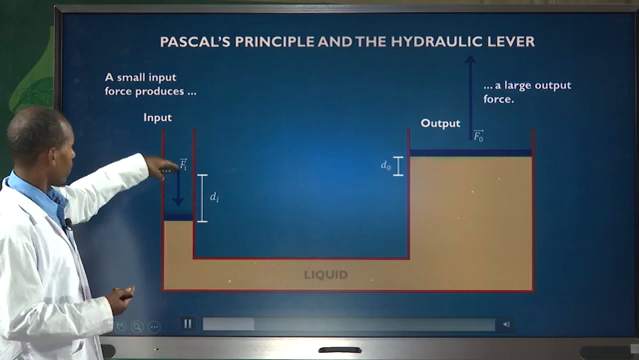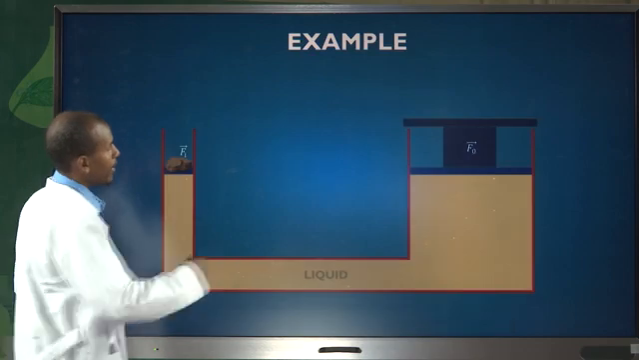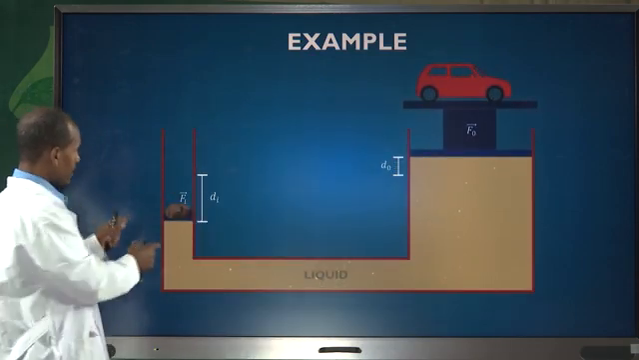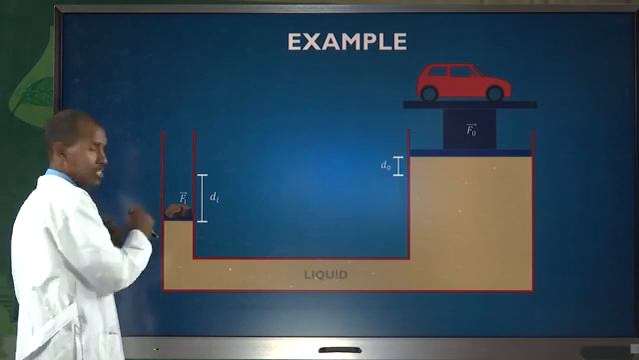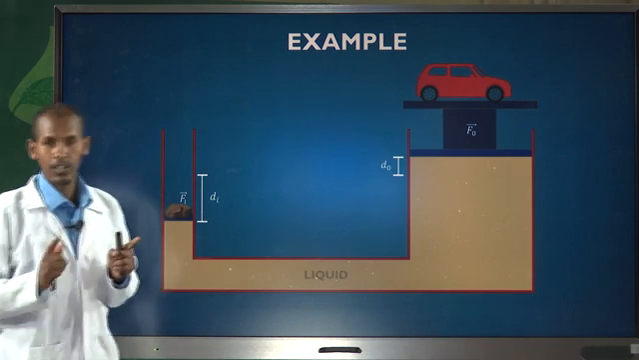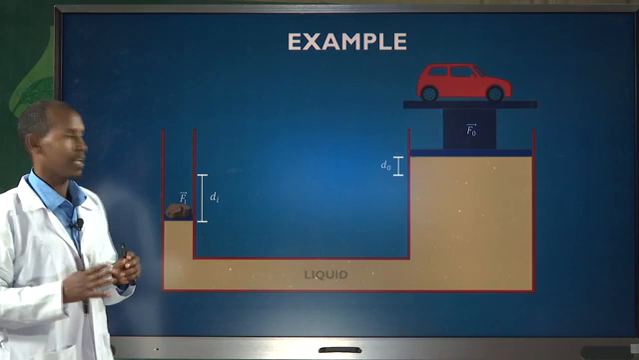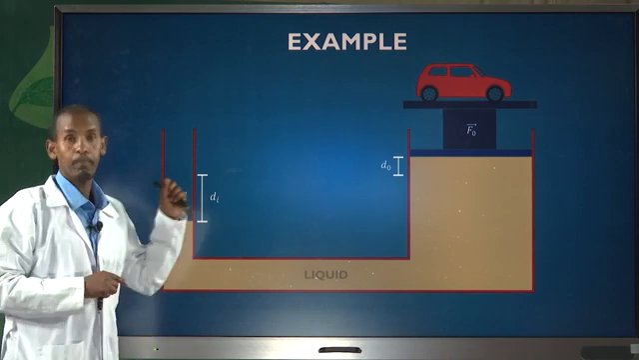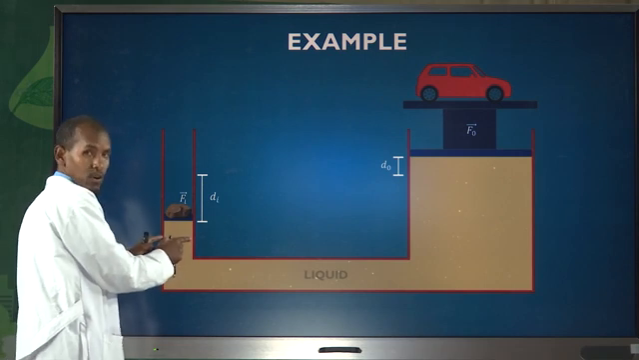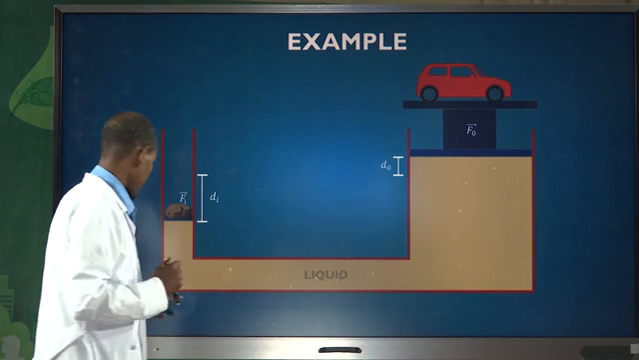Let's see, if F1 is applied here, it will move down a distance d1, and on the other side the object will move up. That means the change in pressure of this piston and the change in pressure of this piston are equal. Not the pressure, the change in pressure. The pressure and the change in pressure are not the same. The pressure may not be the same, but the change in pressure in this smaller piston is equal to the change in pressure in the larger piston.